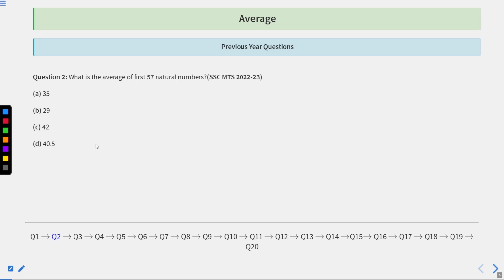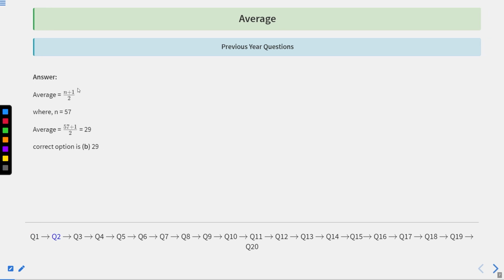Moving on to problem number 2. What is the average of first 57 natural numbers? Now try to recall the formula that we have studied for average of first n natural numbers. That was n plus 1 upon 2. Here in this question n is given to be 57. So the average will be 57 plus 1 upon 2, that is 29. So the correct option here will be option B, 29.